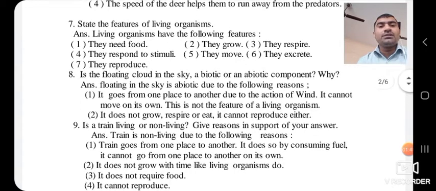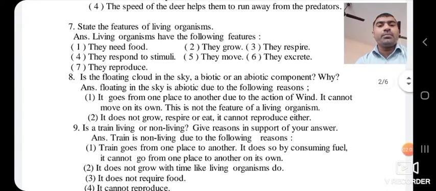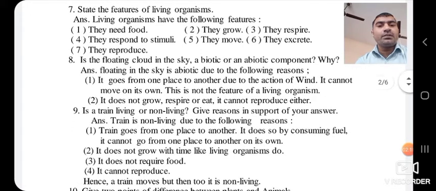So this is the reason why a floating cloud is an abiotic component. Is the floating cloud in the sky biotic or abiotic? Due to this reason, it is a non-living thing and it is an abiotic component, right?